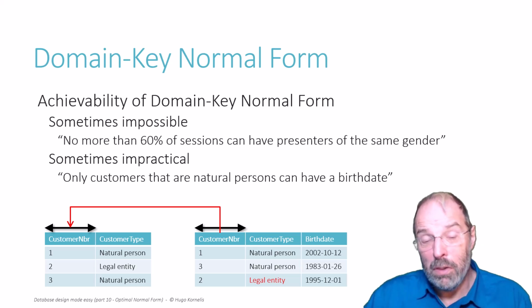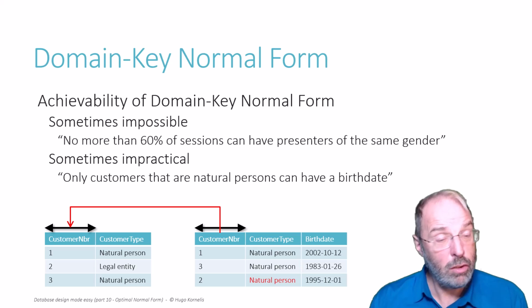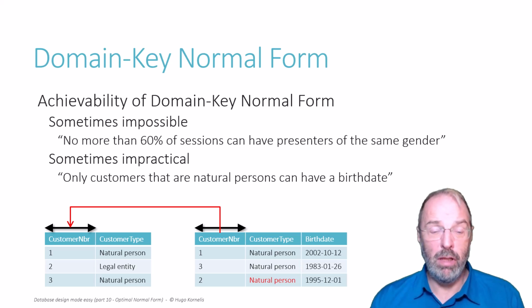Because what if I change this value here to natural person? Yeah, in the customer table I say that customer 2 is a legal entity. But in the natural person table I have customer number 2 and claim that they are a natural person.